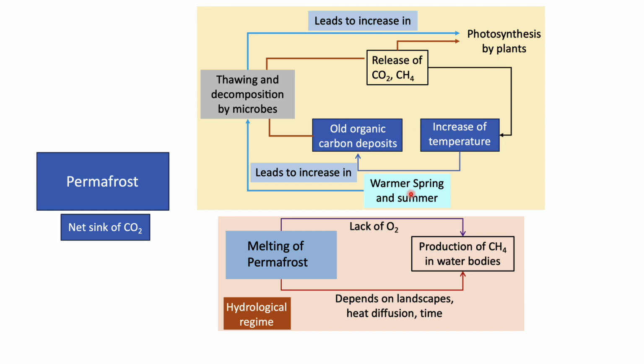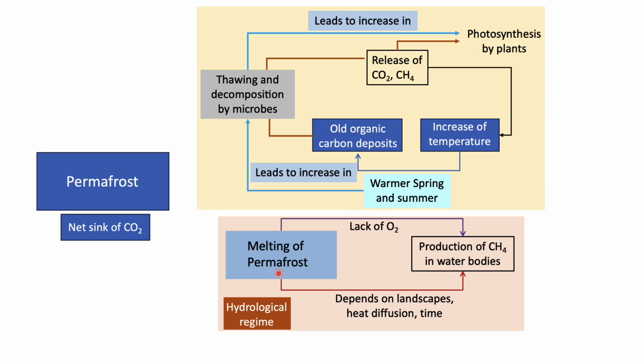But warmer spring and summer temperatures lead to decomposition of more and more thawing, which leads to more and more release of carbon dioxide. So that means it is a positive feedback cycle. Warmer temperature leads to an increase in thawing, which leads to an increase in photosynthesis. That way the amount of carbon that is released keeps on increasing.